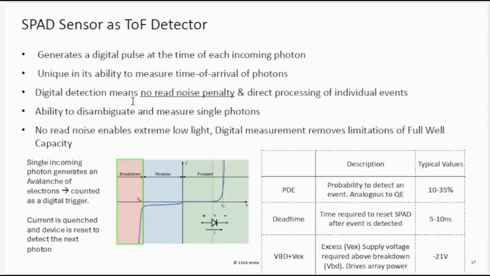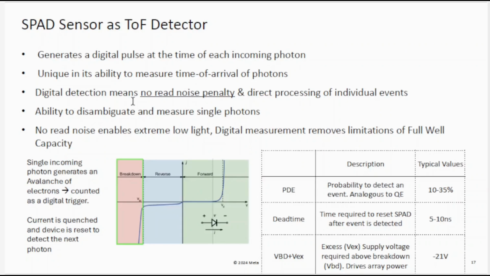So what makes the SPAD sensor special? First things first, I think we covered this in a few sessions, right? You generate a digital pulse at the time of each incoming photon. That's number one. You're able to basically measure the time of arrival of every photon. You get around the dead time problem with active quenching, but that's basically what it does. The digital detection means no read noise, and now I can process all of the individual events. That then allows me to disambiguate between and measure single photons, right?